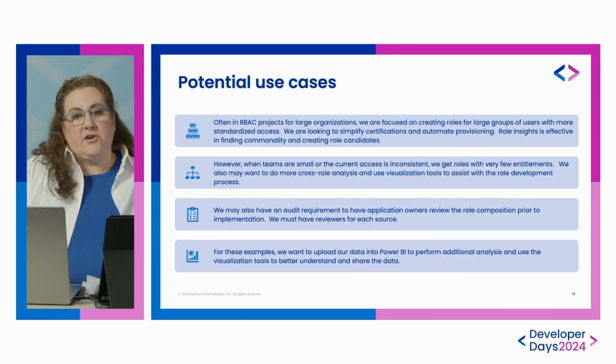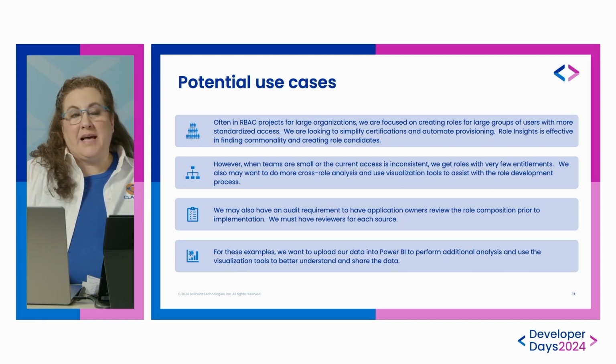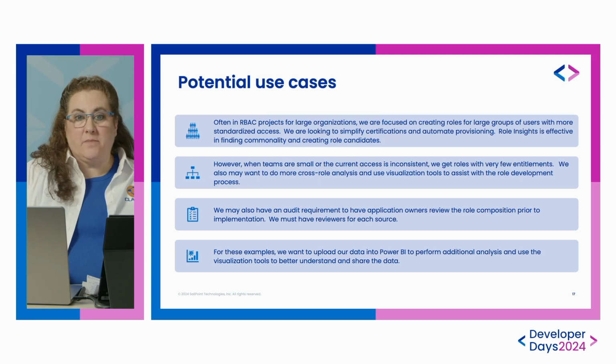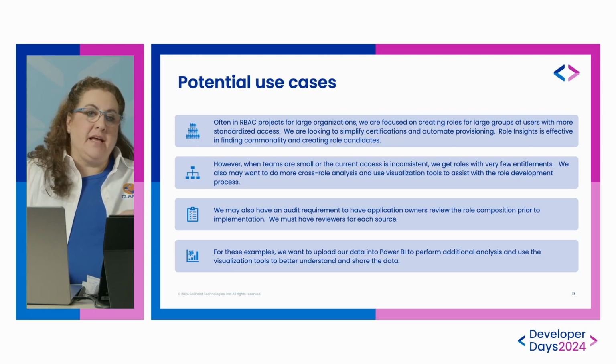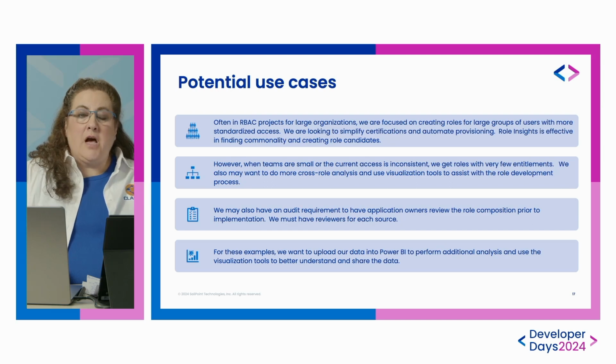So inside of Identity Security Cloud, we do have tools to identify the roles that might be in common for a group of users. These processes initially tend to work best when we're working with roles for large groups of users who already have some kind of more standardized access. So we can find everything that is common as a birthright role for everyone in the company. That works pretty well. But when we want to look at roles for teams that are smaller, or their current access is very inconsistent, what we get inside the tenant is often roles with few, if any, entitlements. And they don't give us a good way to get visibility into the cross-role analysis.